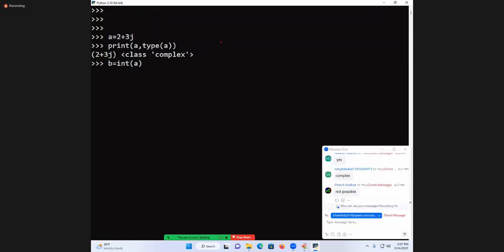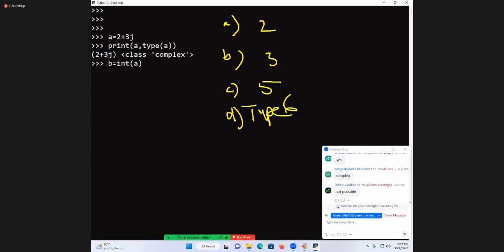Right. A is equal to 2 plus 3j. Print of type, complex. Now, possible or not possible? Possible. So I will give you options. Option A is 2. Option B is 3. Option C is 5. Option D is type error. Quickly, come on, answer.